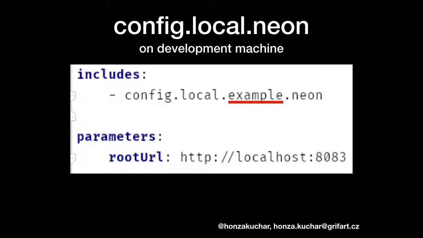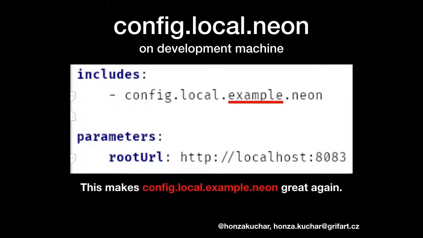Then when you are changing or adding something, you add it to the example neon with some generic value, and then config.local.example is always up to date. Because config.local.example is versioned, but config.local is not. So you have the new structure of this configuration in your version control. So this makes config.local.example great again.